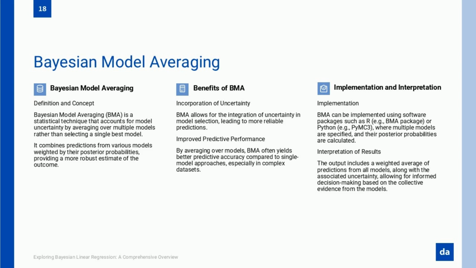Instead of choosing just one model, BMA averages over multiple models, weighting them based on their posterior probability. This means that instead of committing to a single model, we incorporate model uncertainty into our predictions. This is especially useful when we're unsure about which variables should be included in the model or when different models produce similar levels of accuracy.